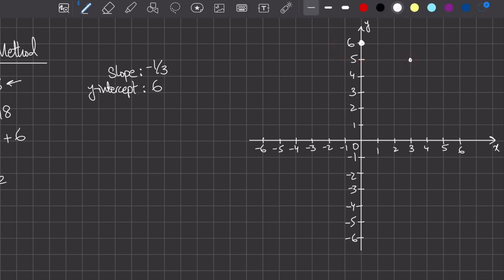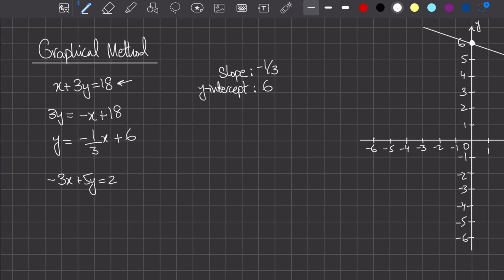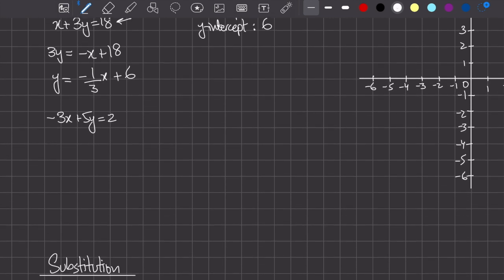So we move 3 points to the right and 1 point downward. That gives our second point. Connecting these 2 points gives us our line. The second equation we have is negative 3x plus 5y equals 2.